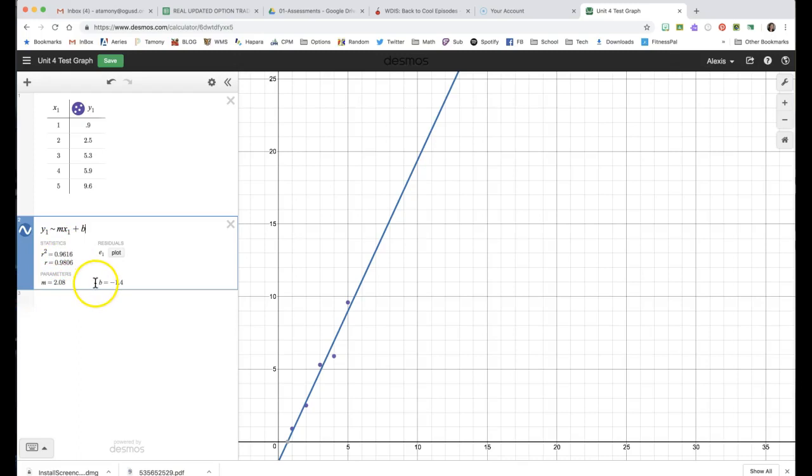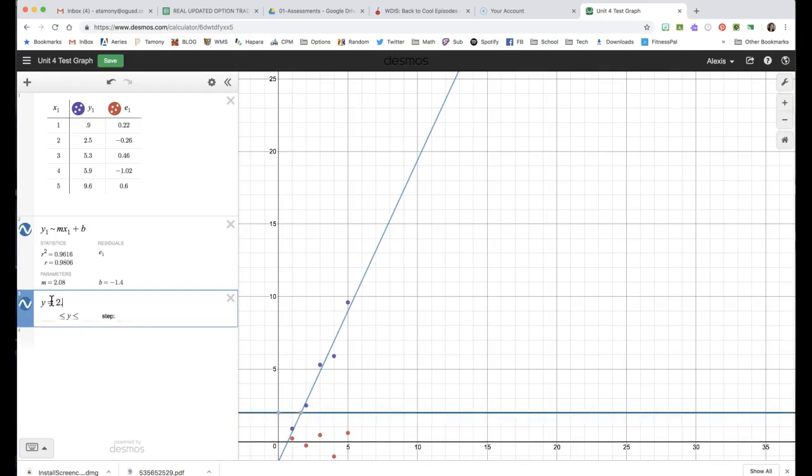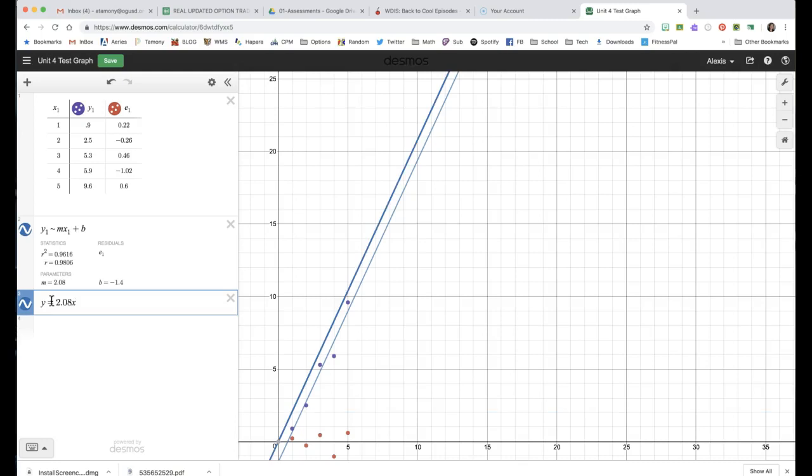We've got my slope and we've got my y-intercept. We're going to go ahead and plot the residuals. We're going to need them later on. Okay. So first thing on the exam was to graph your data and to find the least squares regression line. So my least squares regression line is going to be y equals, I'm going to type it in here because I don't want to keep going back and forth to the paper copy. Y equals 2.08x plus the b, which is negative 1.4. So why don't we just go minus 1.4? Okay, so there is my line.